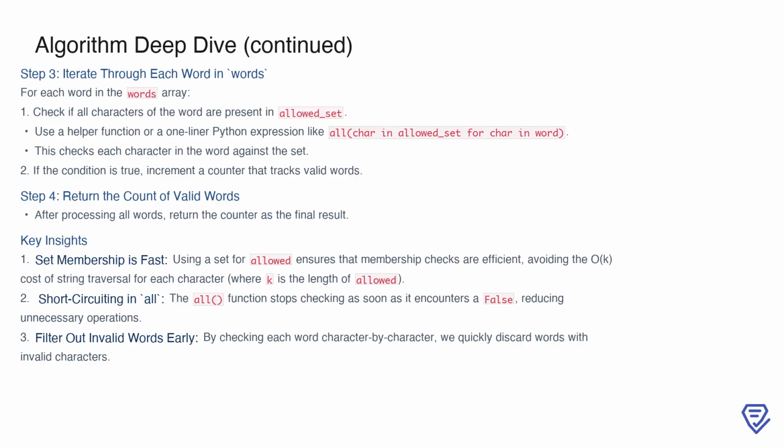There are a few important insights here. First, by using a set, membership checks are significantly faster, avoiding the performance cost of repeatedly traversing the allowed string. Second, the all function short circuits, meaning it stops checking as soon as it encounters an invalid character. This reduces unnecessary operations, making the algorithm more efficient. Lastly, checking each word character by character allows us to discard invalid words early, saving both time and resources.